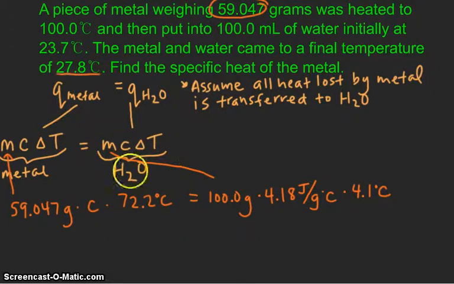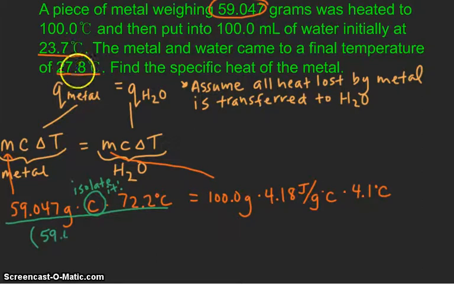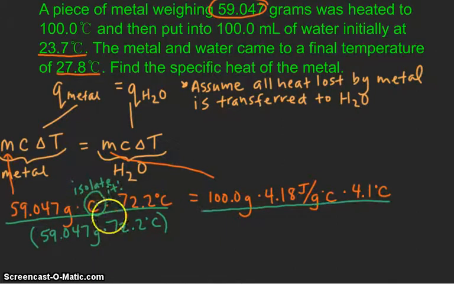So the mcΔT for water is the mass of water, 100 grams, assuming 1 gram per milliliter. We know the specific heat of water is 4.18 joules per gram degrees Celsius. And my change in temperature for the water, since it only went from 23.7 to 27.8, is 4.1. Our final step is simple algebra. We want to isolate C, so we divide both sides by our 59.047 times our 72.2.